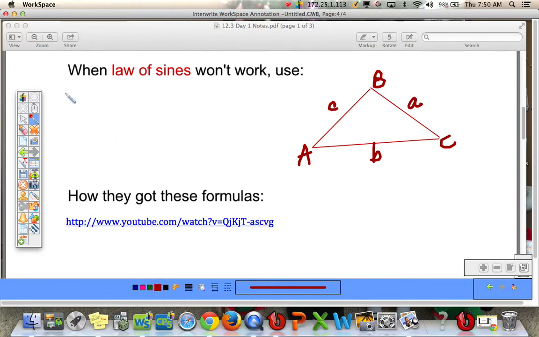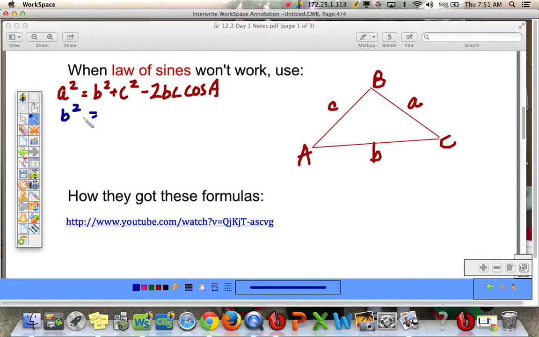The first one is A squared equals B squared plus C squared minus 2BC cosine of A. All right, that's if you're solving for side A or angle A. How about if you want to solve for side B or angle B?